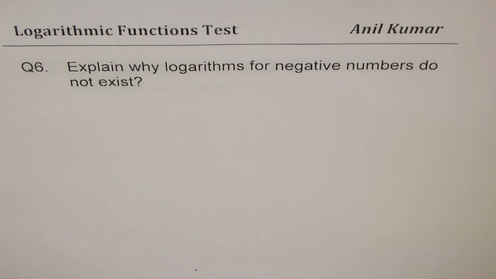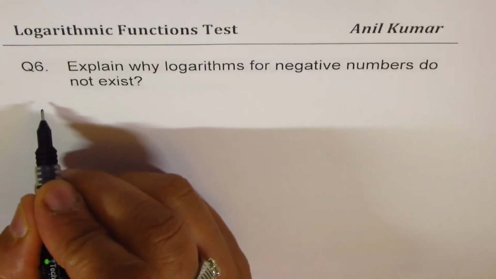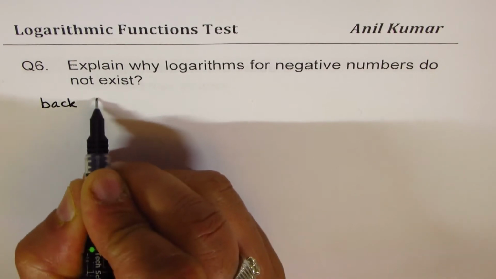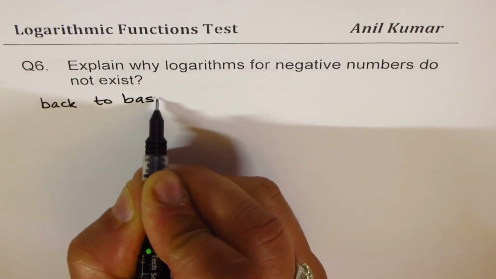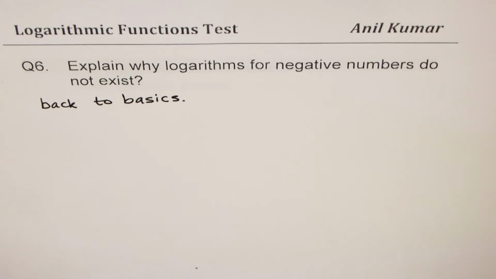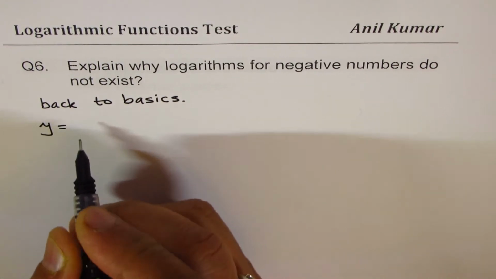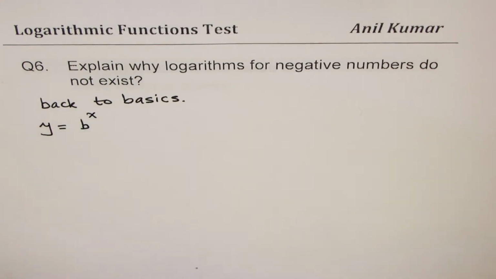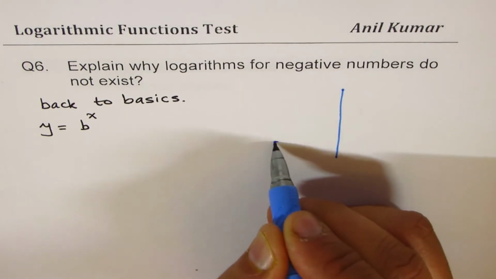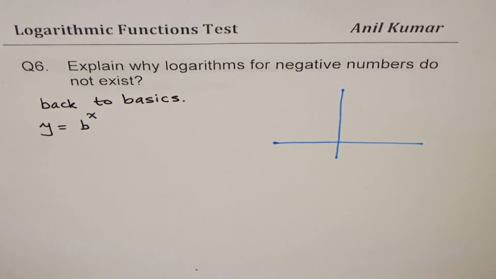Question number 6. Explain why logarithms for negative numbers do not exist. Now that brings us back to basics, right? This question is introduced here only to connect exponential and logarithmic functions. What you learned earlier is that if you have a function y equals some base to the power of x, then that exponential function could be graphed kind of like this.